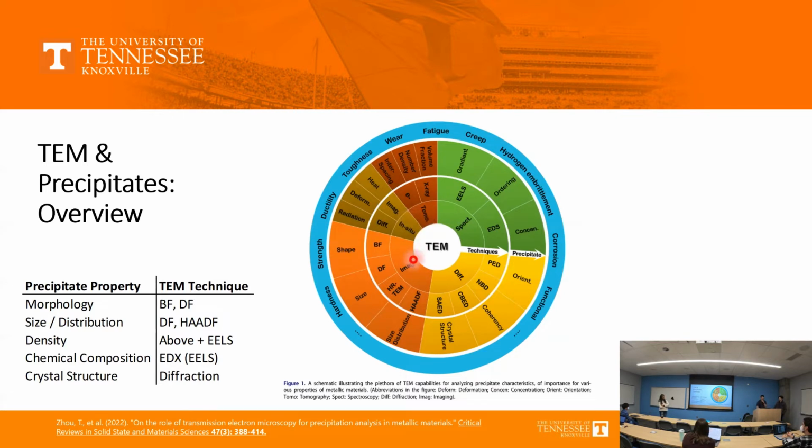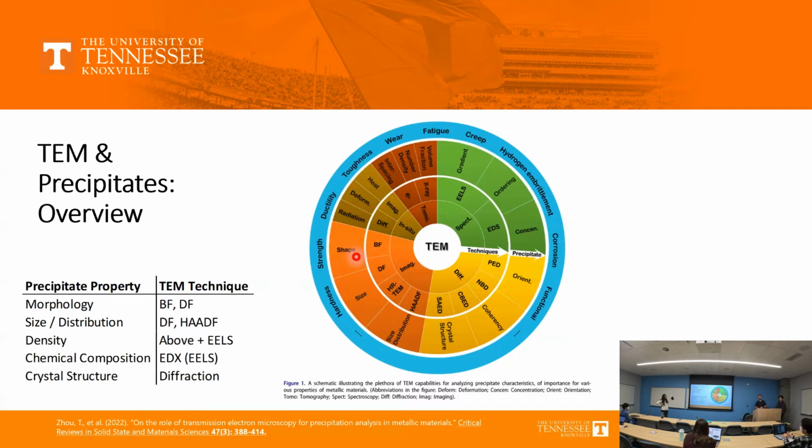But imaging, so you have then the dominant techniques of bright field, dark field, high resolution TEM, and high angle annular dark field, which we'll talk about in turn. And then on the diffraction side, you have a variety of techniques as well. And so each of these can be used to unveil different properties about the precipitate. So what do we care about?